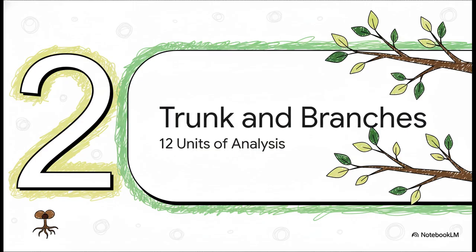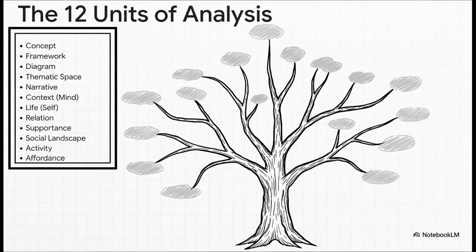So, once you have that sturdy trunk, it can support a huge, sprawling canopy of branches, right? Well, in ecological formalism, these branches have a name. They're called units of analysis. And wow, here they are, all 12 of them. Now, we're not going to do a deep dive into every single one, don't worry, but just look at the scope here. It covers everything from abstract things like concept and diagram all the way to really personal stuff like life self, and then out into the world with social landscape. Every single one of these is a rich, complex knowledge system that the creator has worked on for years.